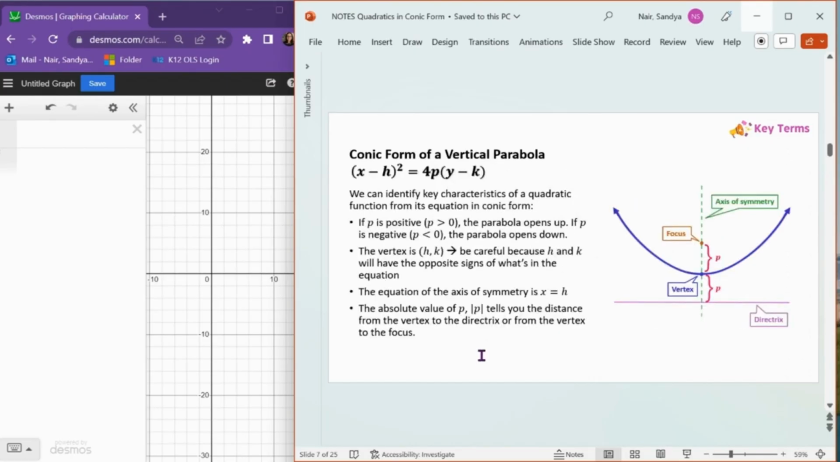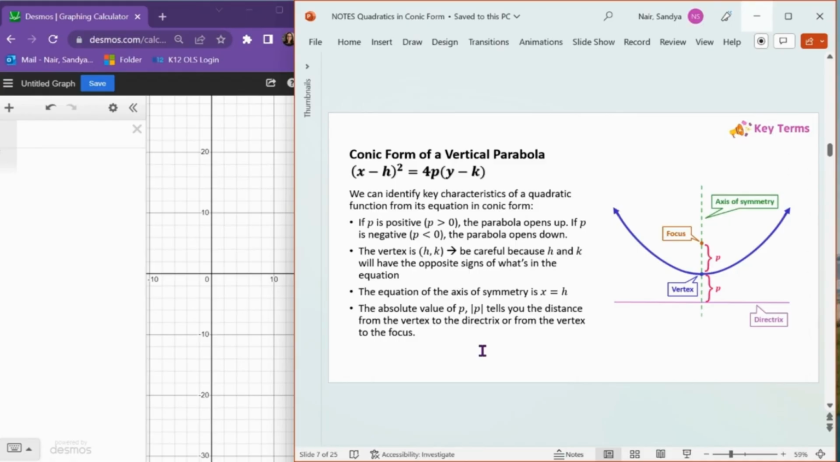That leads us to the conic form of a vertical parabola. This is a new type of equation that we learn in Algebra 2. We can write the equation of a vertical parabola as (x minus h) squared equals 4p times (y minus k). Once again, this equation is going to tell us a lot about the key features of the parabola. If p is positive, p is greater than 0, the parabola will open up. If p is negative, p is less than 0, the parabola will open down.